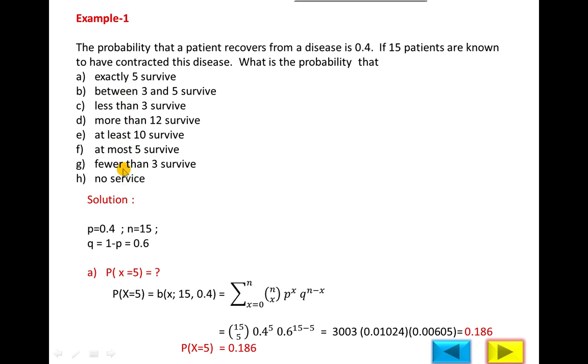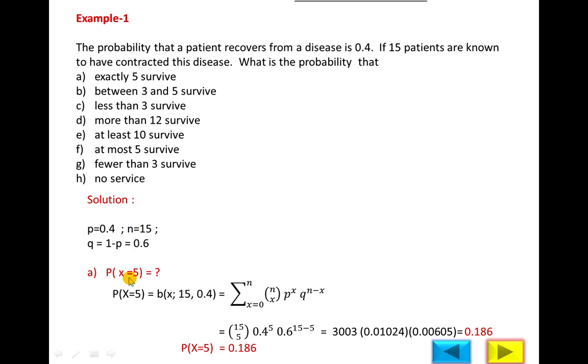There are different types of conditions. Maybe exactly 5, maybe between 3 and 5, less than, more than, at least, at most, fewer than, and no survive. This is survive, not service. Okay, so the possible conditions are different: exactly, between, less than, more than, at least, at most, fewer than, and no.